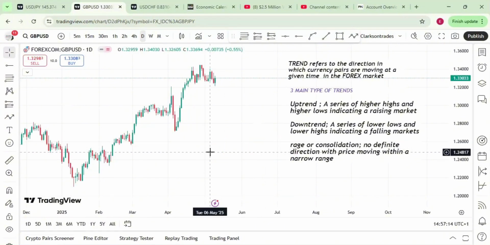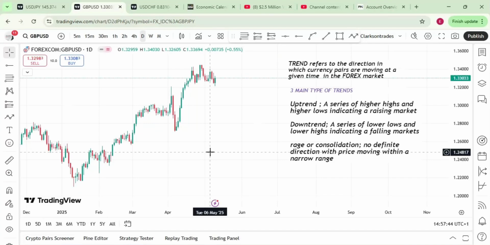An uptrend is characterized by a series of higher highs and higher lows and indicates a rise in the market. On the other hand, a downtrend indicates a series of lower lows and lower highs, indicating a fall in the market, while a range has no definite direction, with price just moving in a narrow range.